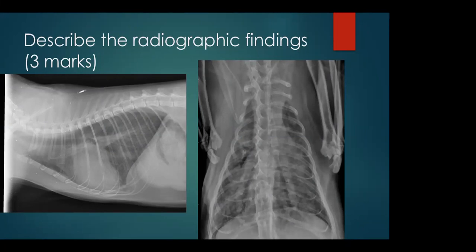I think subjectively, on the left lateral, the cardiac silhouette looks enlarged, but you'd have to do a vertebral heart score. And certainly on the DV, there's increased opacity within the lung fields. I'm assuming alveolar, but it's a bit hard to tell. Good.